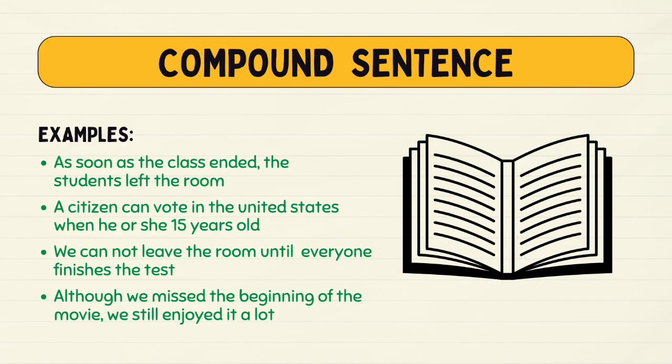Some other examples of complex sentences are: As soon as the class ended, the student left the room. A citizen can vote in the United States when he or she is 18 years old. We cannot leave the room until everyone finishes the test. Although we missed the beginning of the movie, we still enjoyed it a lot.